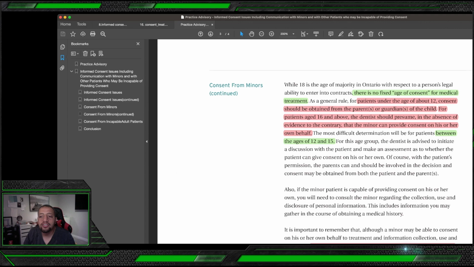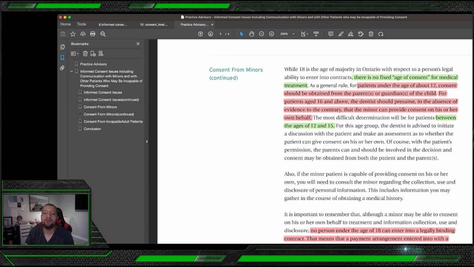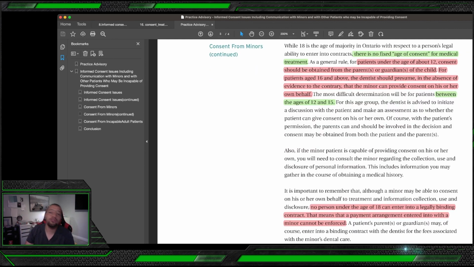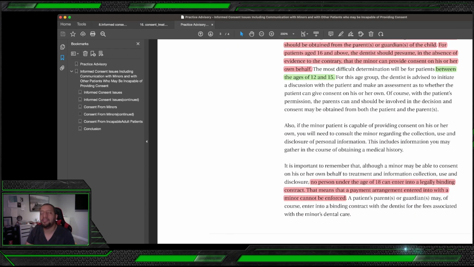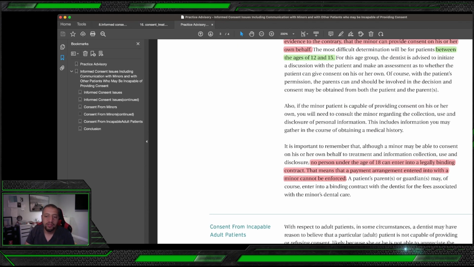The most difficult determination is for a patient between 12 and 15. To cut it short for you, the article mentions that if you are going to do routine treatment, it is fine, you can proceed with that. If you are going to do complicated treatment, if you are going to do an extraction, if you are going to do Invisalign treatment, even if the patient is 16 years old, no, you cannot do this. You should go back to his parents or the guardian to get the consent.